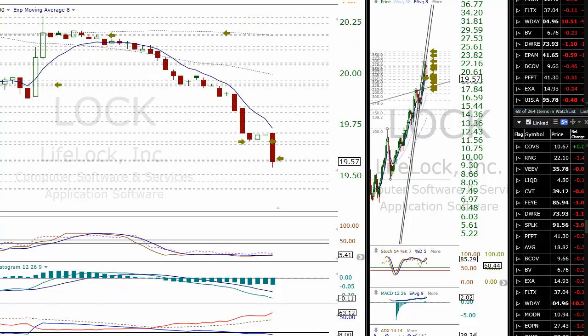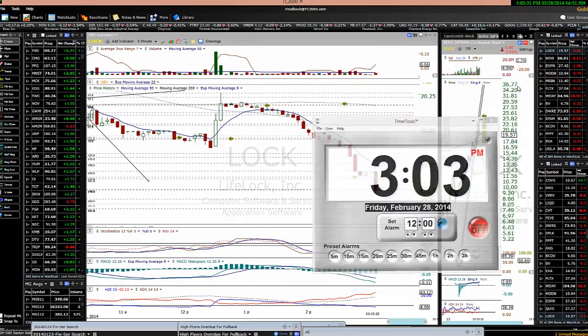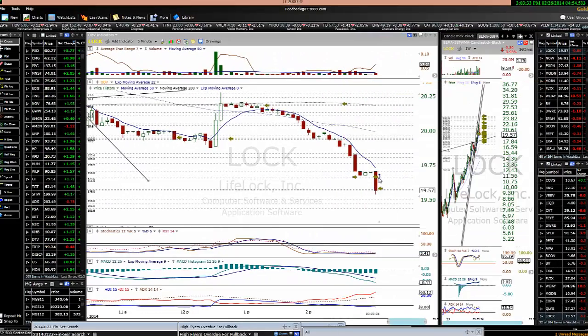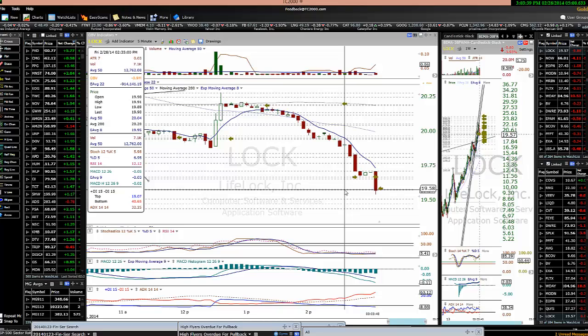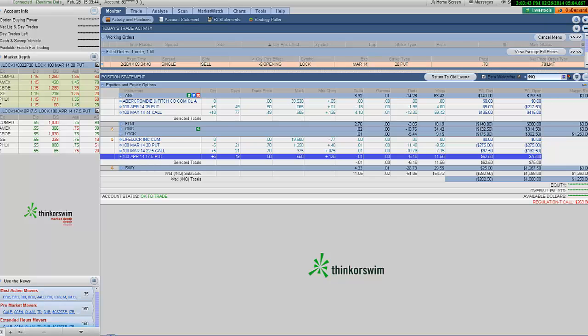All right, so now take a look. A few minutes later, 3:03 p.m., and notice that now we have completely broken down right to the next Fibonacci cluster, right there at 1957. What has that done to my trade? Well, I just wish I didn't sell those 5 puts this morning because now that trade is really hurting me a bit.